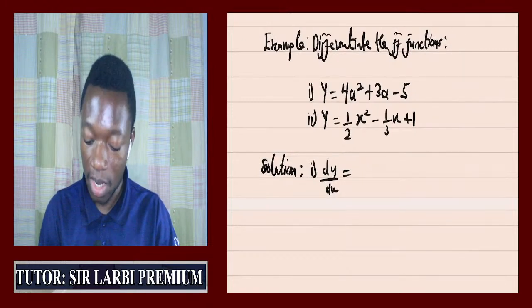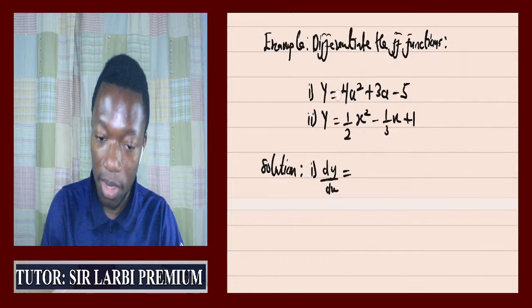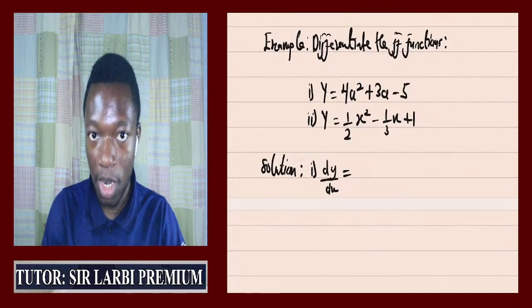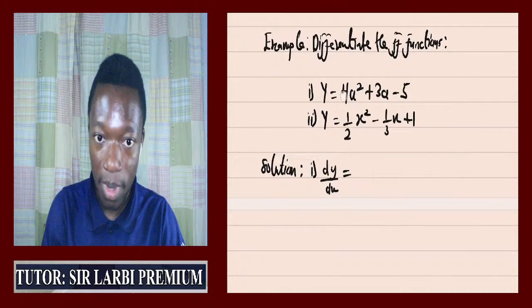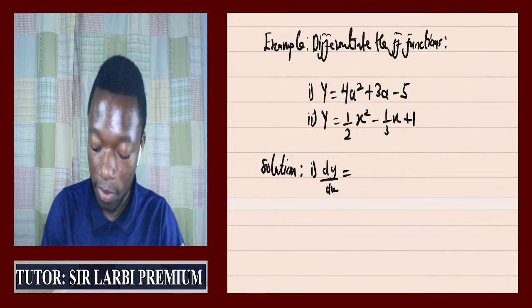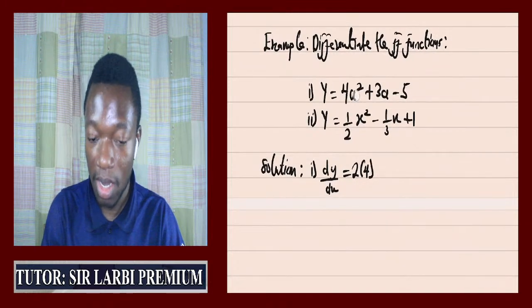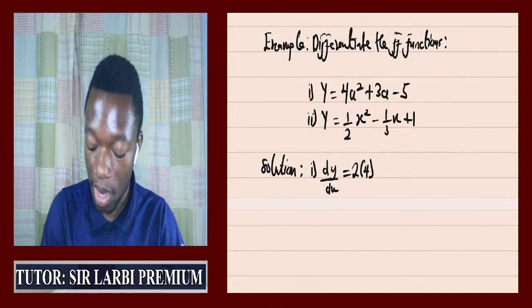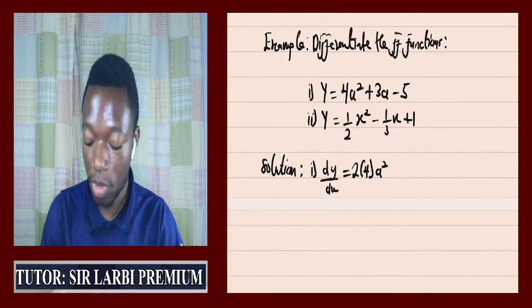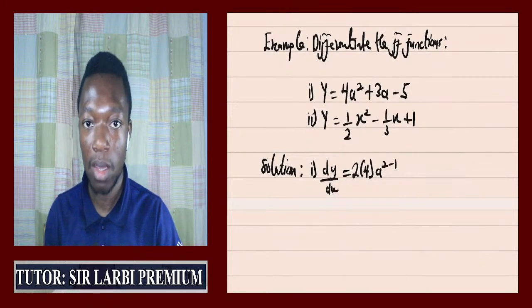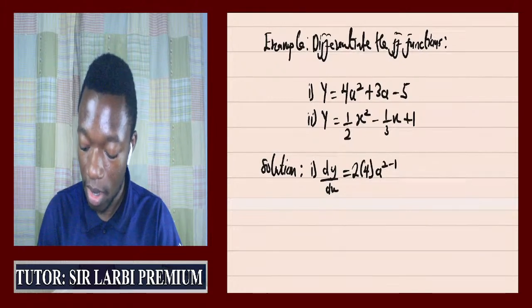When it comes to the derivative of y here, 4a squared, follow the normal power rule. The 2 will multiply the coefficient of a, which is 4. So we multiply 2 by 4. Then repeat the independent variable, a squared. And after that, we subtract 1 from the power.